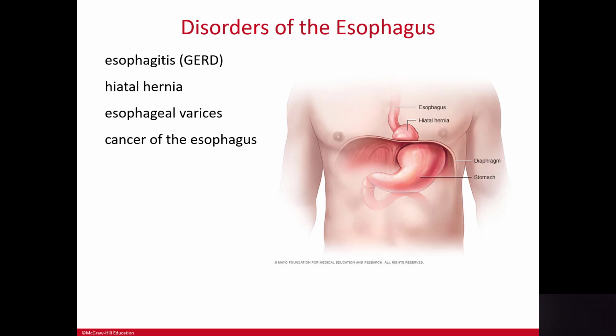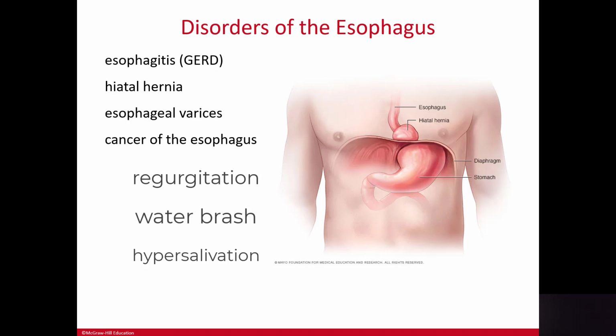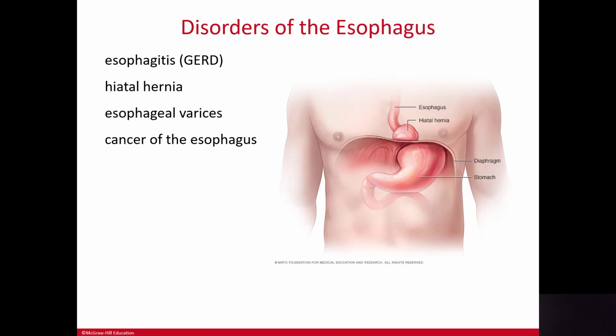You may also have pain with swallowing and occasional vomiting of blood, or hematemesis. The most common cause is the reflux or backwash of stomach contents into the esophagus. Regurgitation of that stomach contents is sometimes called water brash, and it can occur with what we call hypersalivation, so increased salivation. We'll talk about some of the treatments in just a minute when we get to the pharmacology.